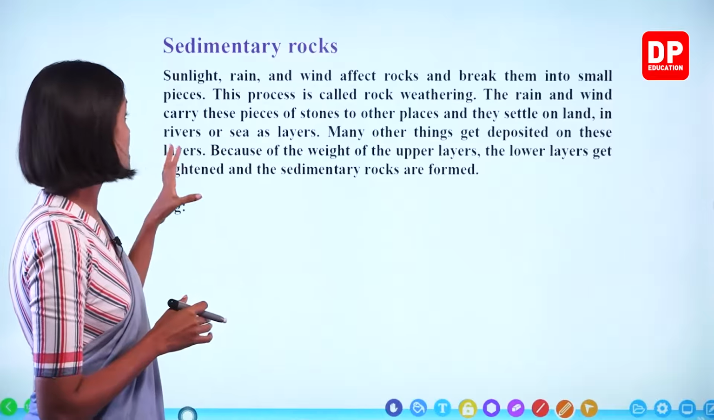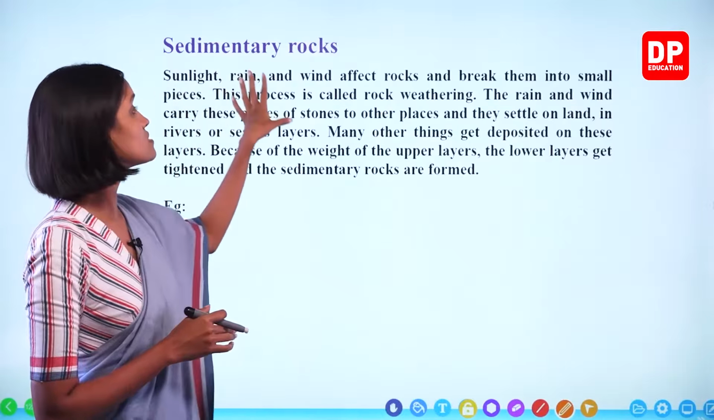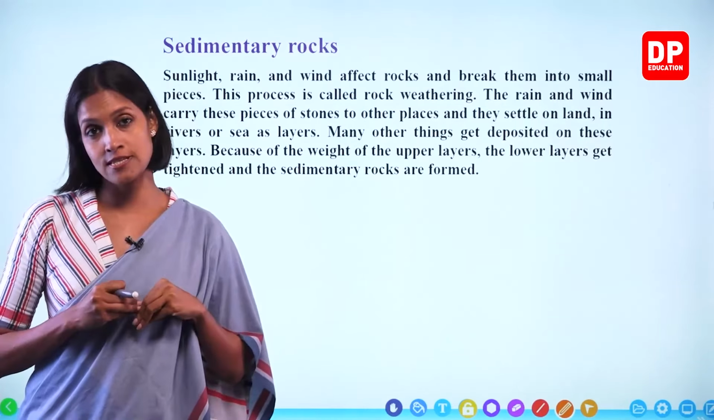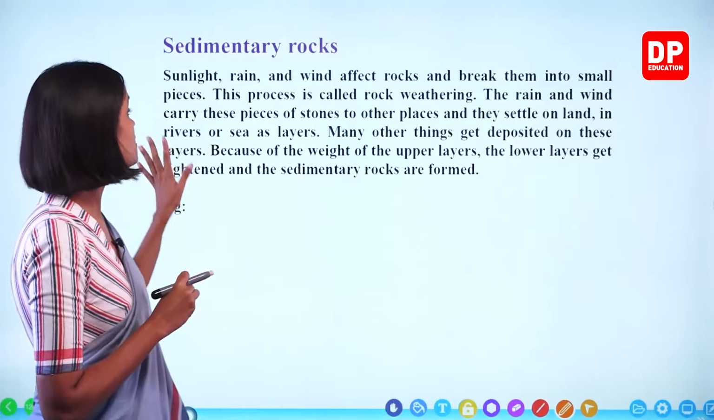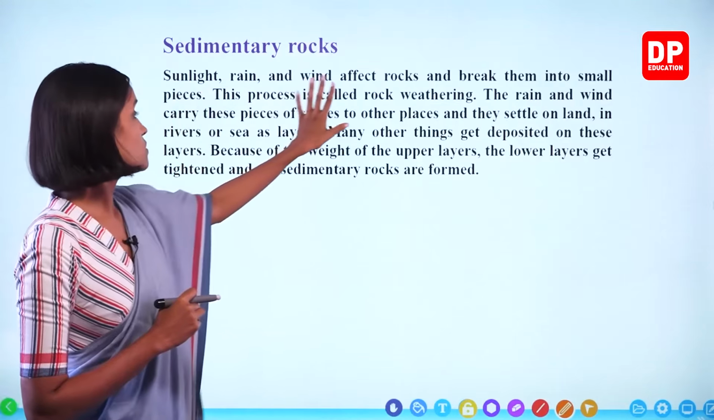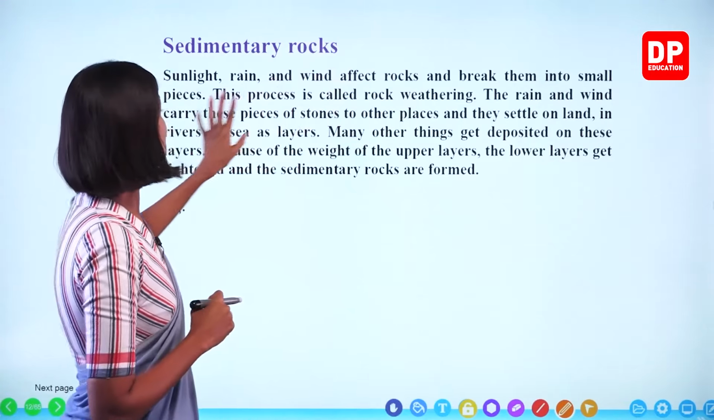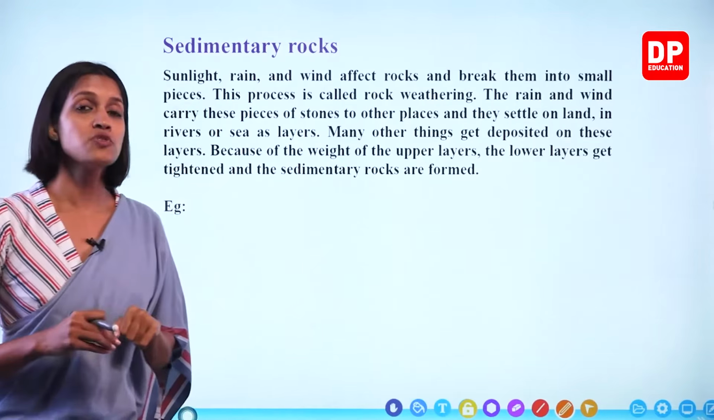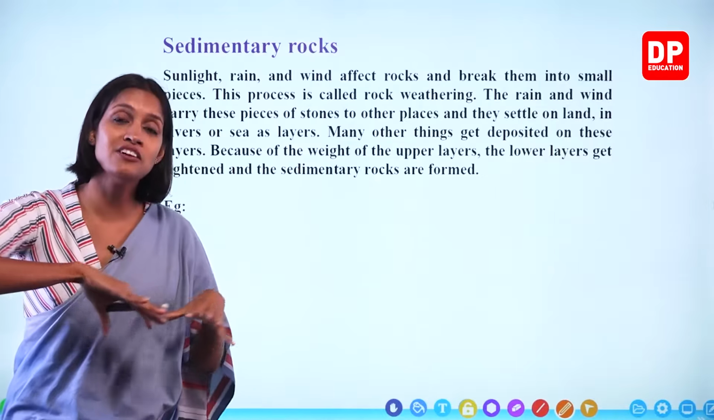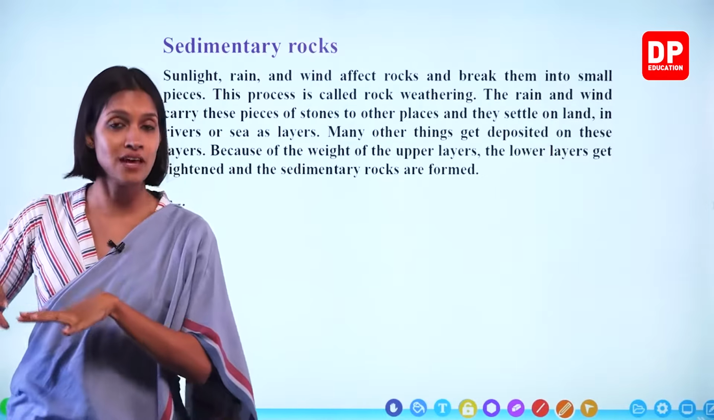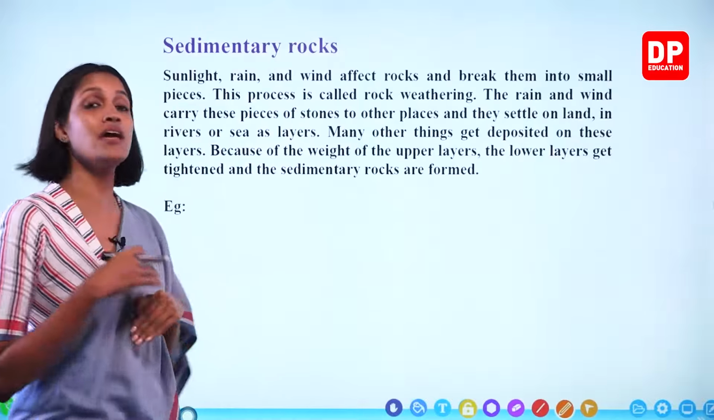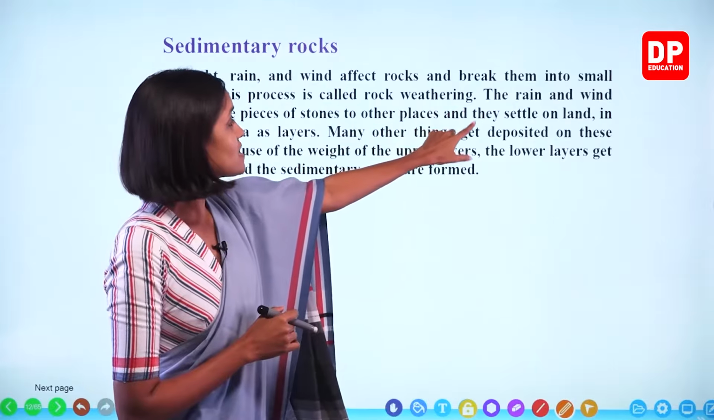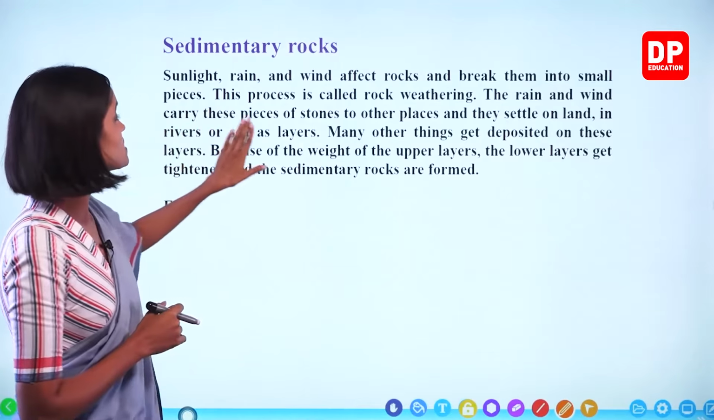So because of sunlight, rain and also wind, rock breaks down into small pieces. This is called weathering of rocks. The rain and wind carry these pieces of stones to other places. So these broken pieces are carried away from that particular place by wind and water, and they settle on land, in rivers or sea as layers.